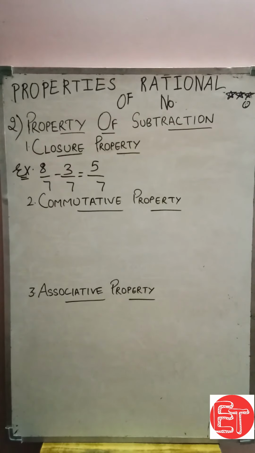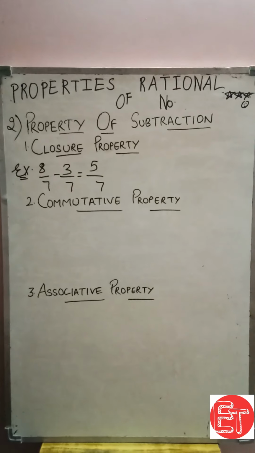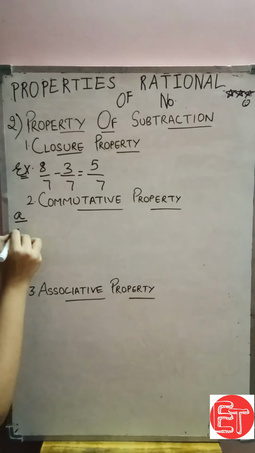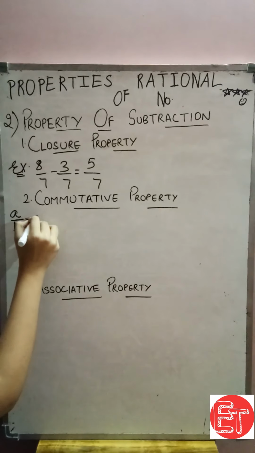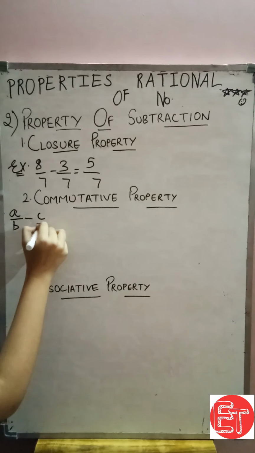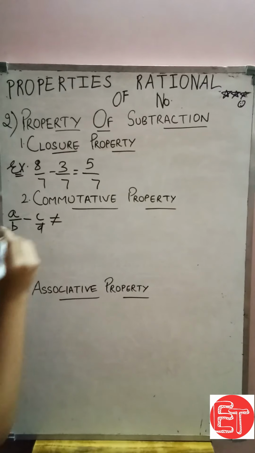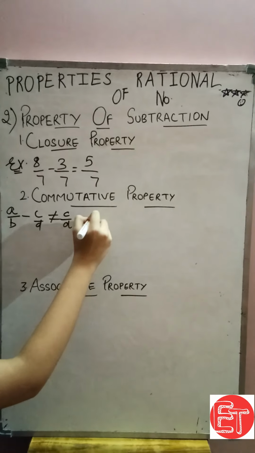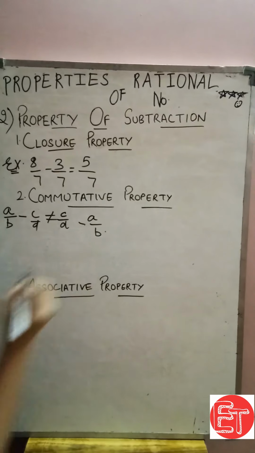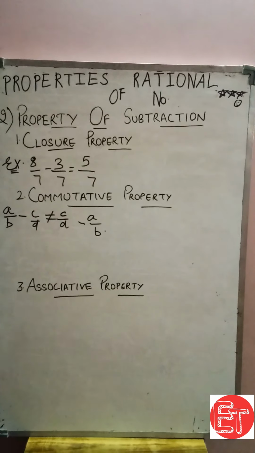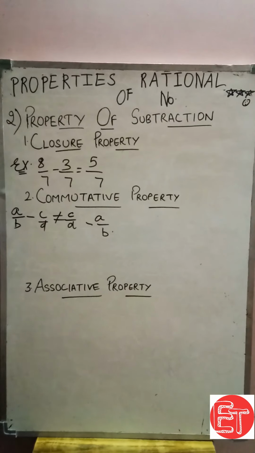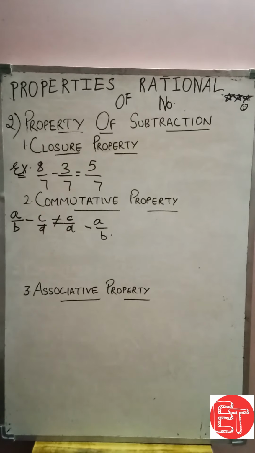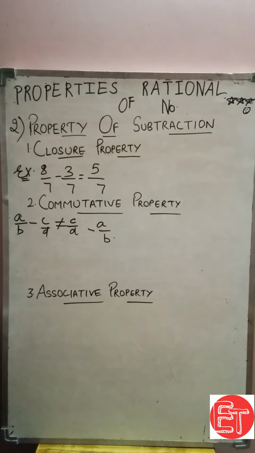So guys, our second property is the commutative property. Now for this, the equation is a upon b minus c upon d will not be equal to c upon d minus a upon b. That means the commutative property does not hold good for the subtraction of rational numbers. How can we show it? Let's understand with the help of an example.